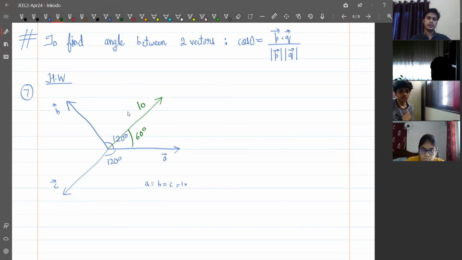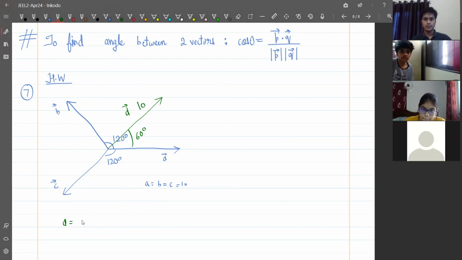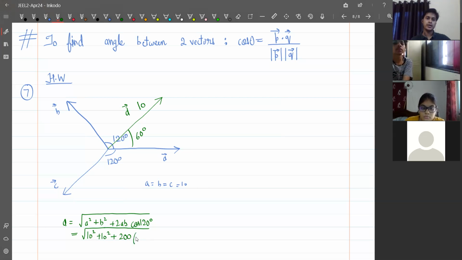Let us call this vector D. Then D will be equal to root over a square plus b square plus 2ab cos 120. From there, if you calculate, it will be root over 10 square plus 10 square plus 200 cos 120, which is minus half. This will come out to be 10. Is that clear? Okay, sir.